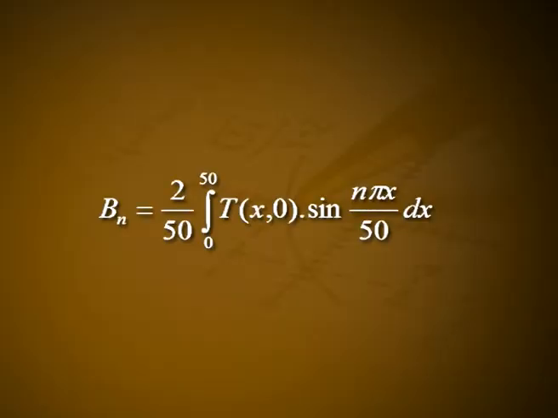Therefore, bn is equal to 2 by 50 into integral from 0 to 50 of capital T of x comma 0 into sin n pi x by 50 dx, that is equal to 1 by 25 into integral from 0 to 50 of (0.8x minus 20) into sin n pi x by 50 dx, which is equal to 1 by 25 into minus of (0.8x minus 20) into cos n pi x by 50 into 50 by n pi plus 0.8 into sin n pi x by 50 into 50 by n pi square, between the limits 0 and 50.